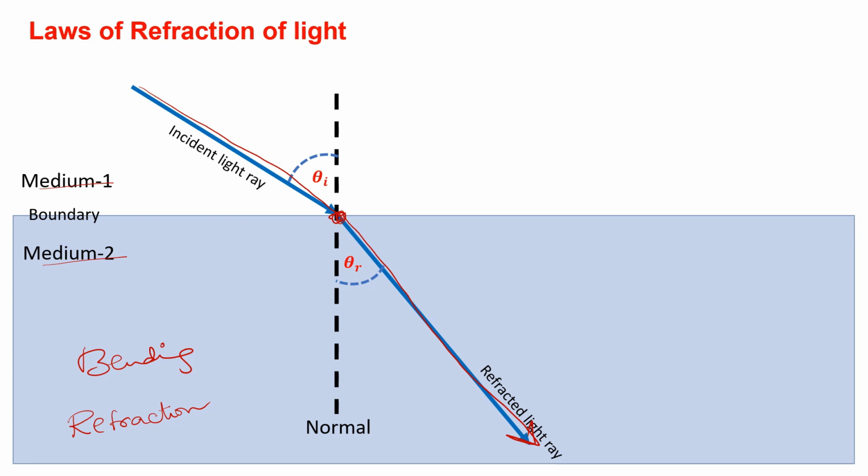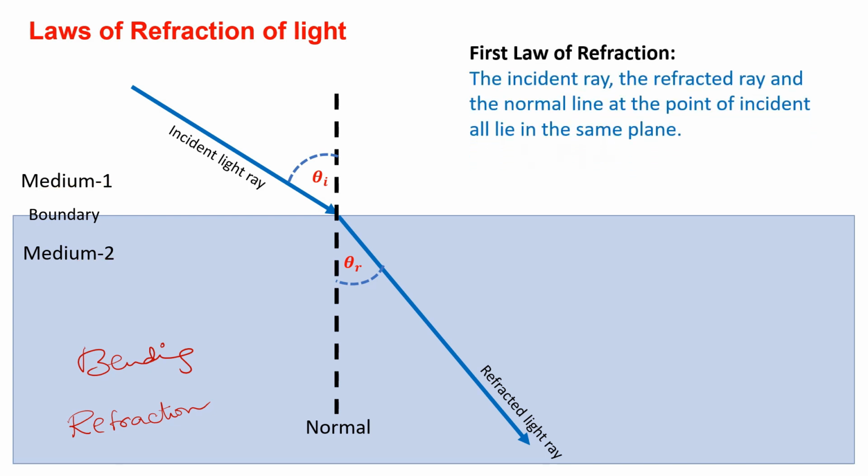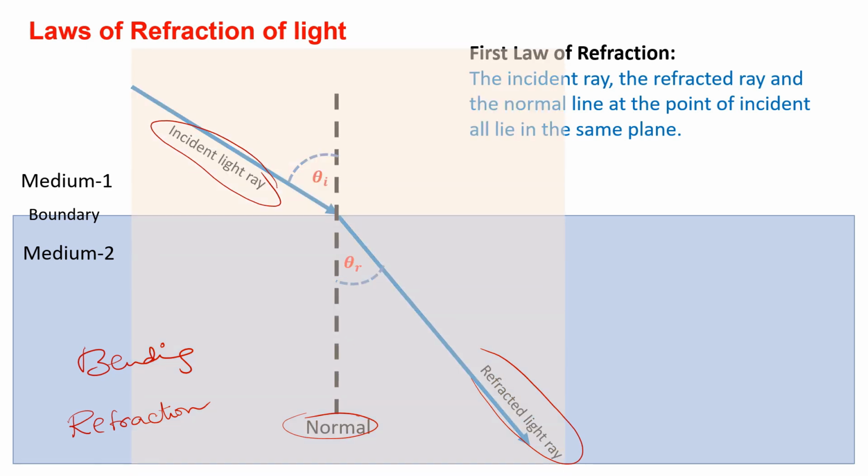Now we are going to discuss the laws. We have two laws in the refraction of light. The first law says that the incident light ray, the normal line, and the refracted light ray lie in the same plane at the point of incidence.